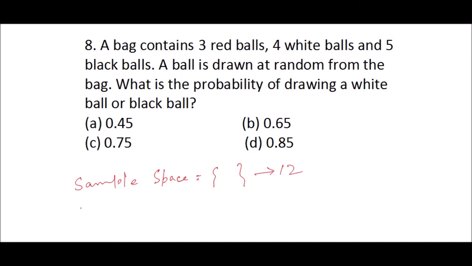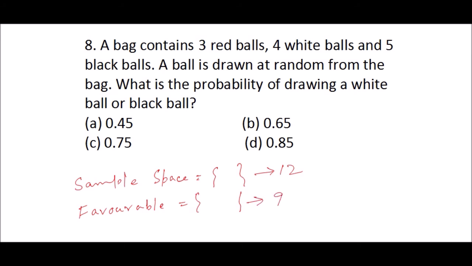Favorable events. How many favorable outcomes? How many elements should be there in the favorable outcomes? Favorable outcomes are either white balls or black balls. How many white balls are there? 4 white balls and 5 black balls. Therefore, total elements in the favorable outcomes should be 9.